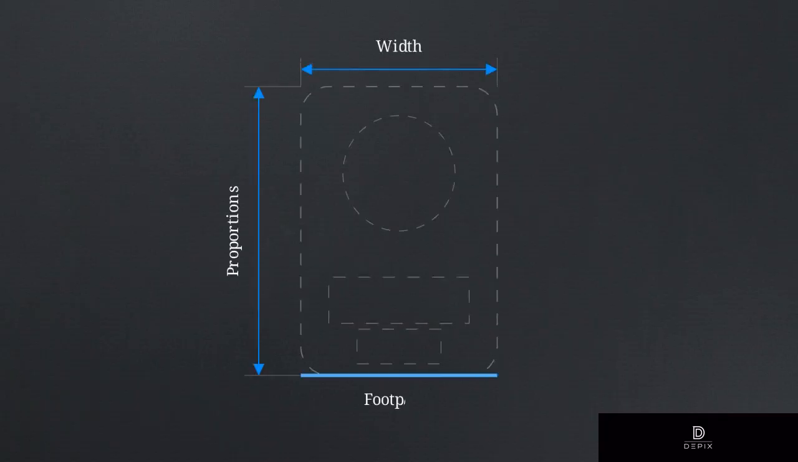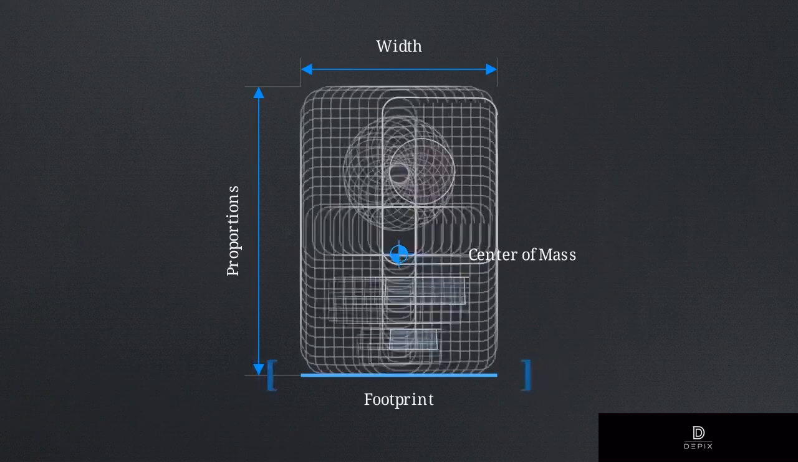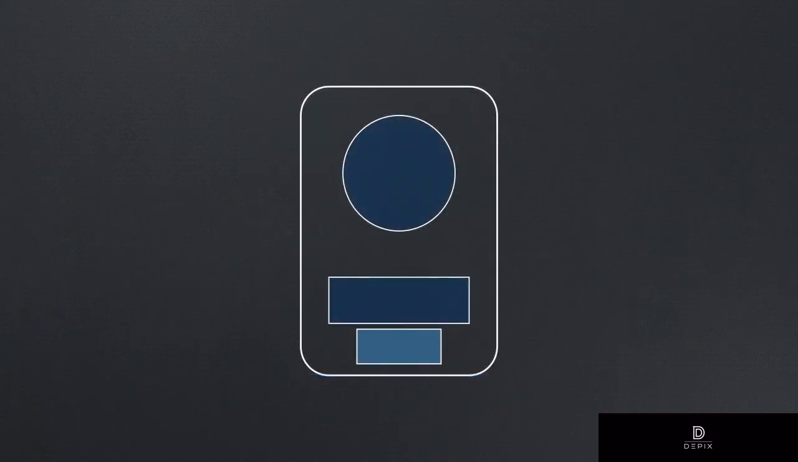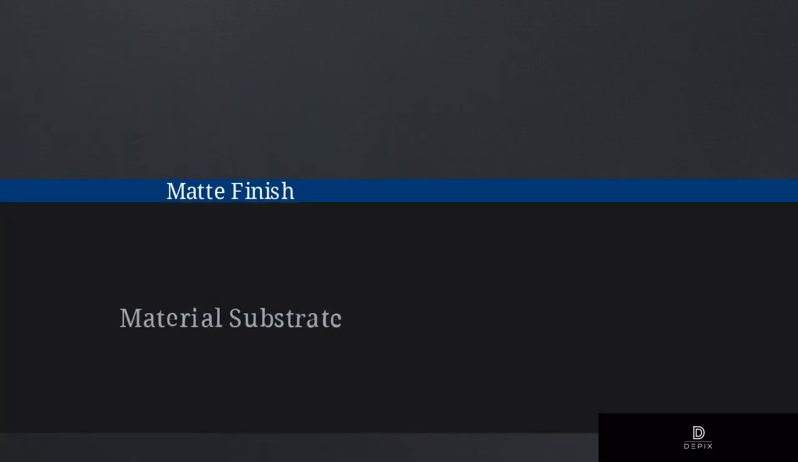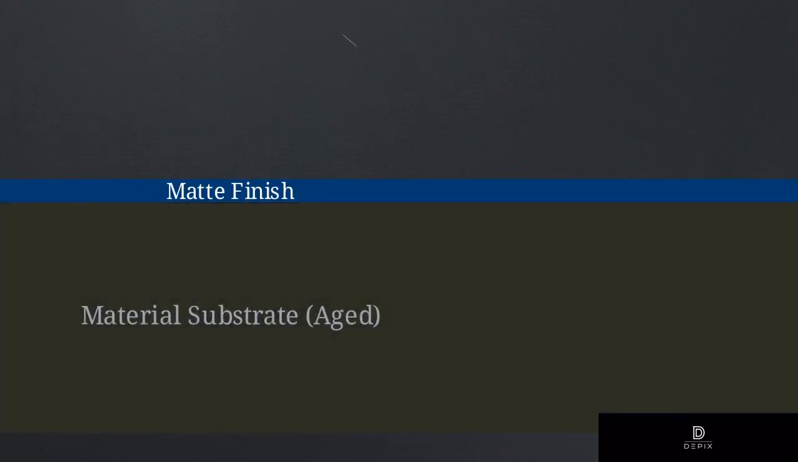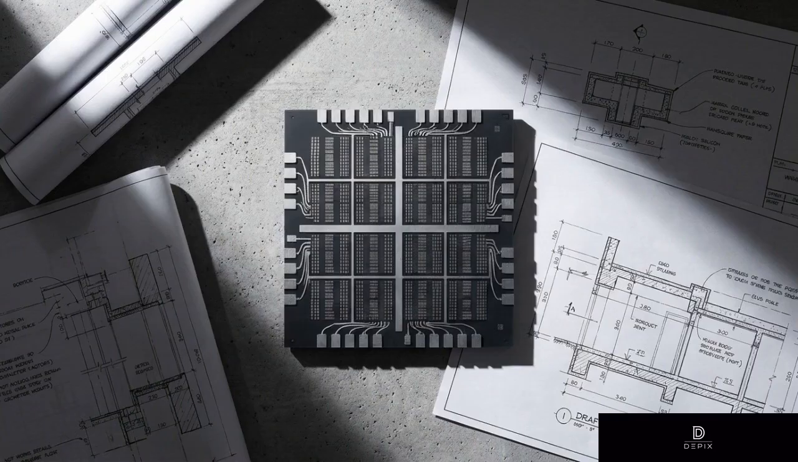Because a resting posture cannot be retrofitted. Physical proportions, footprint, and center of mass are permanently locked at the initial package level. Dormant appearance is equally locked in. A product's aging process and its interaction with light are irrevocably decided by the chosen material substrate. True electrical dormancy is determined by board-level power architecture decisions made months before the physical enclosure even exists.